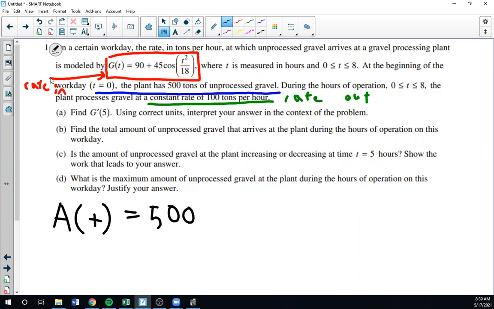Well, the amount in, we are going to add the rate in. But since we're looking for amount, if we have a rate and we're trying to get back to amount, that's the integral. Integral from 0 to t of g. So we are taking an integral of the rate.